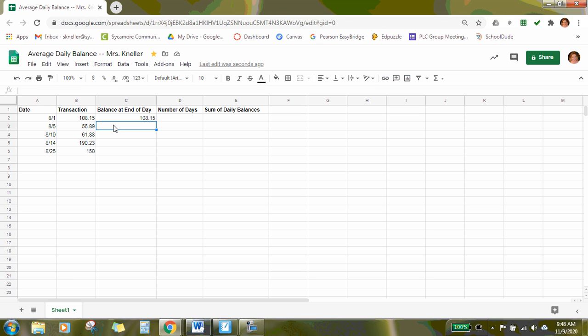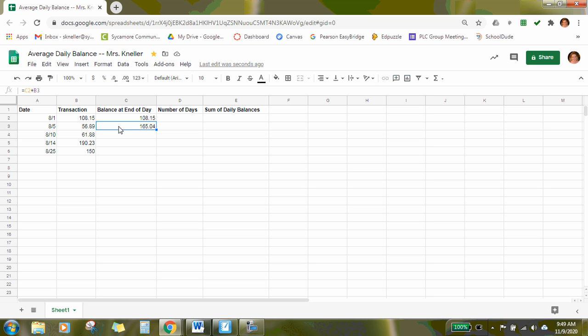So let's go to C3 and hit equals. And then you're going to click the cell above it. So that's C2, and then do plus, and then click on B3. So we want to add that new purchase to the previous balance. Okay, so there's our new balance.